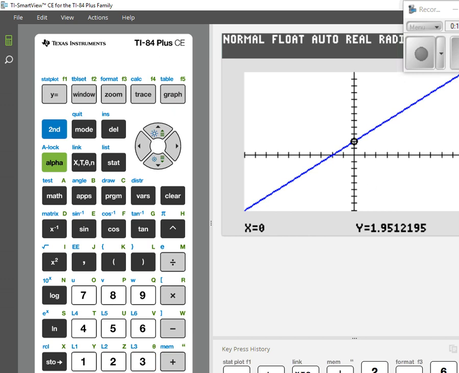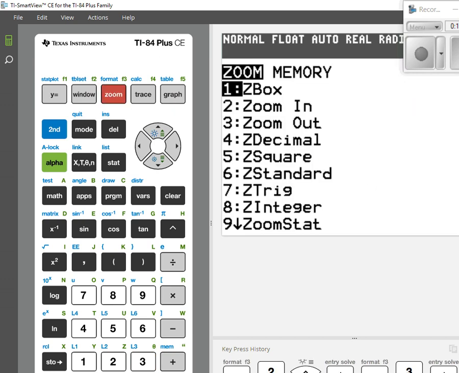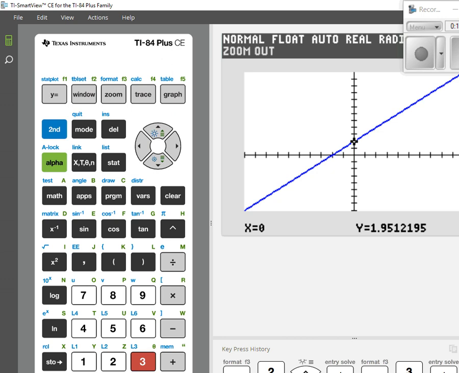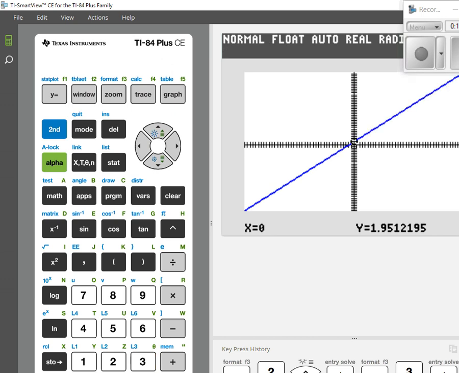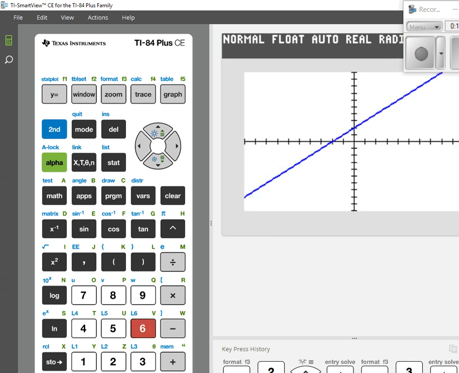This is back to normal. I want to zoom out again. Do you see? If I want to zoom out in that spot, it really zooms out, right? And then how do I want to get back to the normal zooming window again? Zoom 6. So zoom 6. And then we're back to the normal zooming.